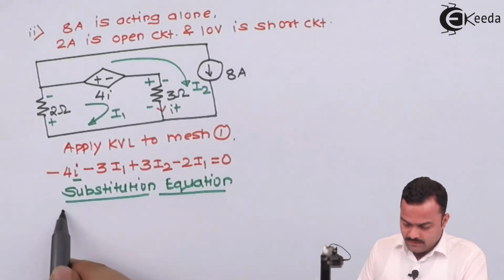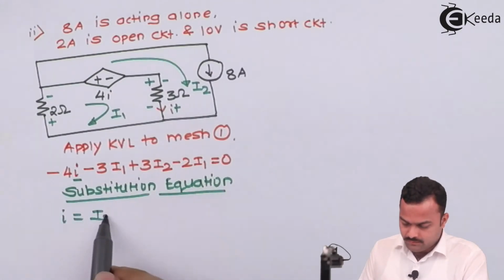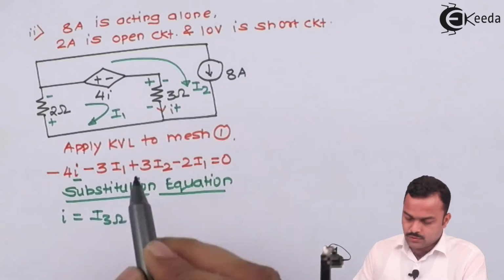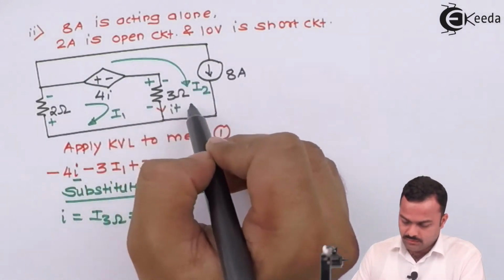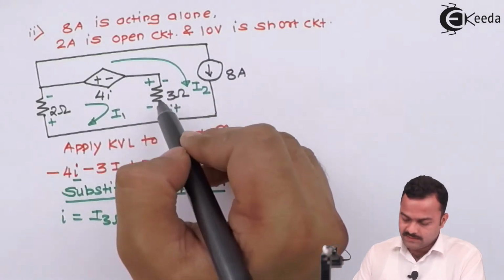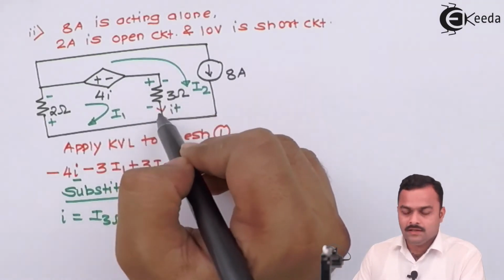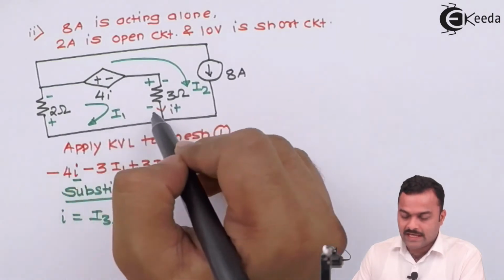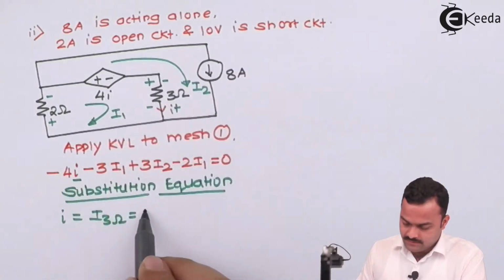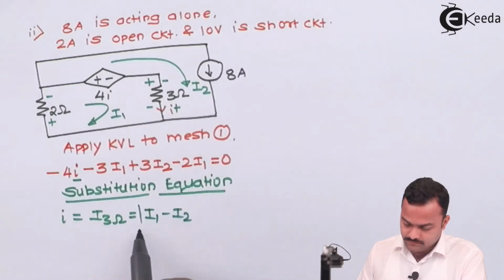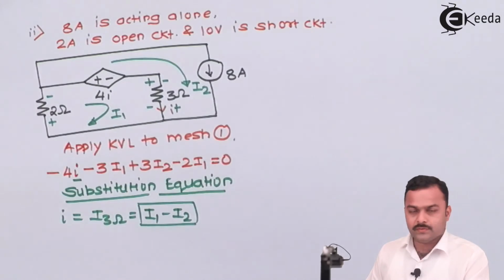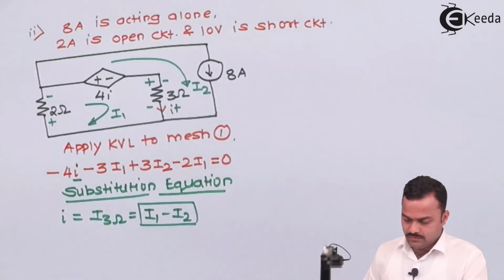This I is a current flowing through 3 ohm. There are two loop currents flowing through it. One is I1 in downward direction and I2 in upward direction. But the direction given by them is downward, and downward is matching with the I1. Hence it is I1 minus I2. So wherever there is a small I, we will replace it with I1 minus I2.